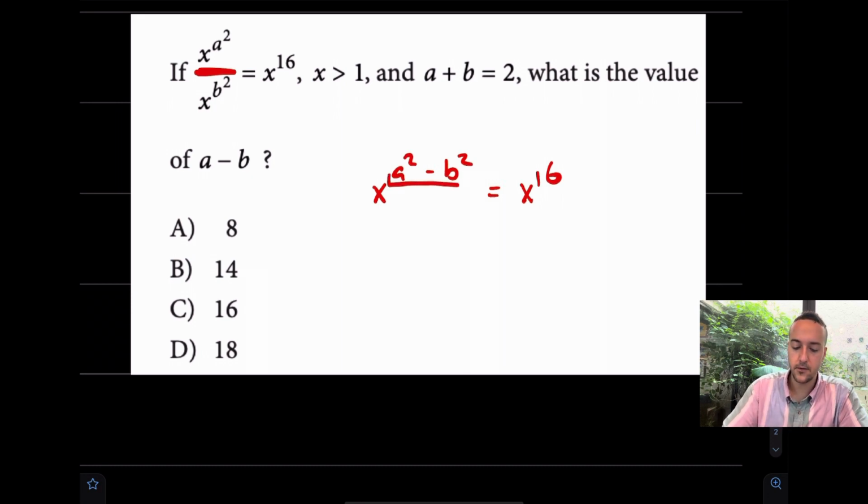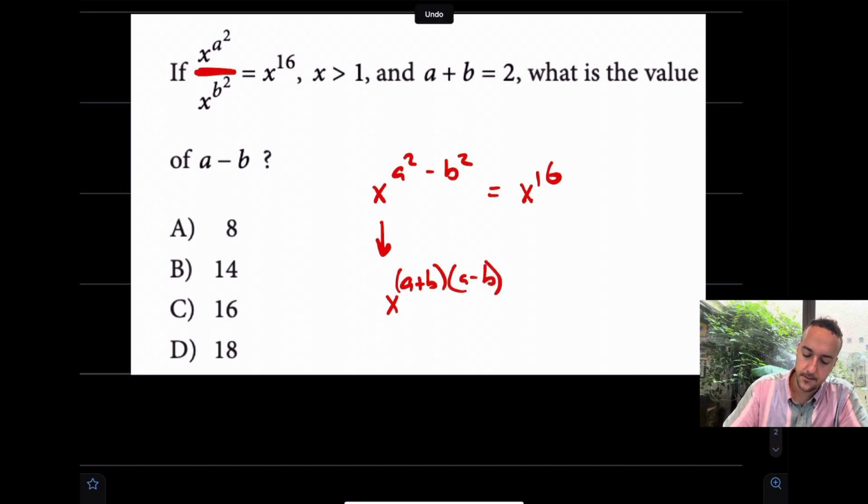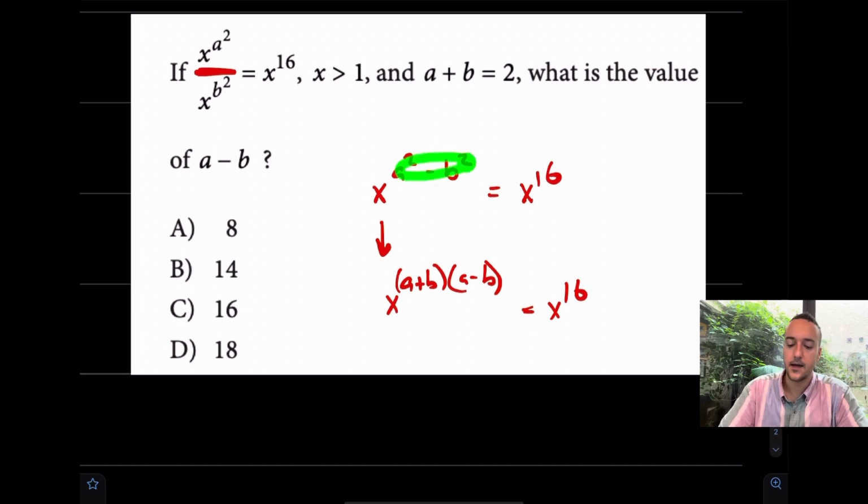From here, we can understand, well, wait a second, I have alarms going off in my head right here, because what is a squared minus b squared? Oh, that's a difference of squares. This actually becomes x to the a plus b, a minus b equals x to the 16th. Again, this is a difference of squares, really a factoring skill. The factoring skill that makes this a plus b times a minus b.